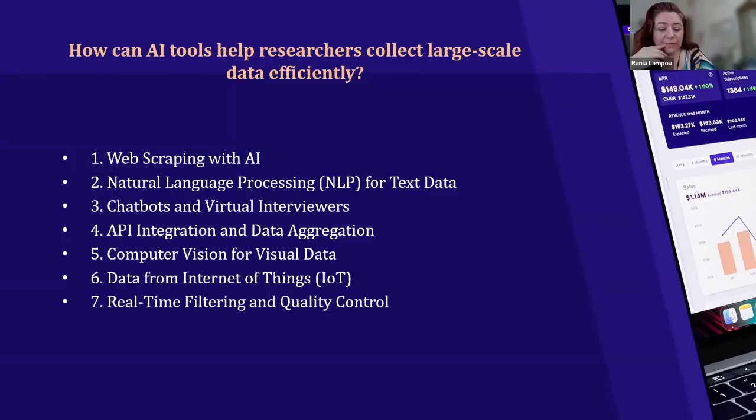Computer vision for visual data. Image and video recognition models collect and process visual data at scale, whether it's facial recognition, object counting in satellite images, or behavioral analysis from security footage. We use it for wildlife population monitoring, urban development tracking, etc. There are many innovations in biodiversity conservation, since we talk about wildlife population monitoring. It's amazing how AI is used there.